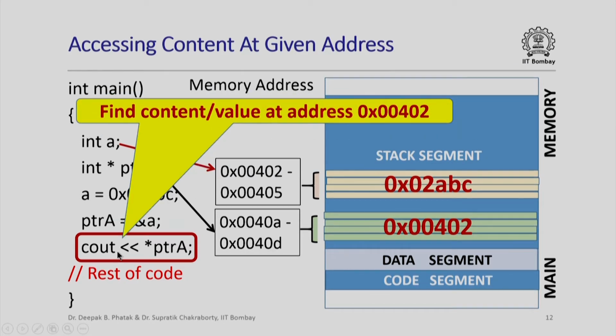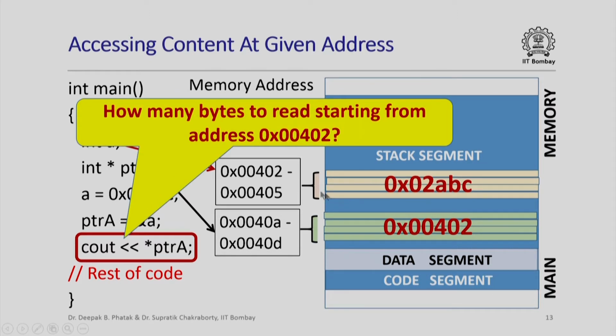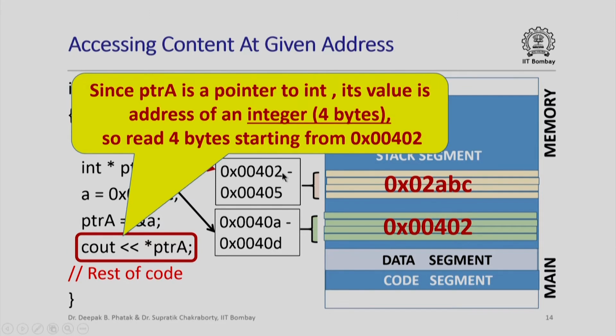to print that out. Well, so the value of pointer A is hex 00402, so we have to find the content or value at this address. How do we do that? We have to basically read bytes starting from the address hex 00402, but how many bytes should we read? Now in order to answer that question, we have to go and figure out what the type of this variable pointer A was. Now we know that pointer A was basically a pointer to an integer, so it was storing the address of an integer.